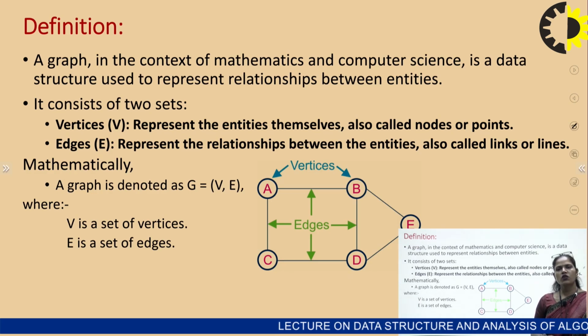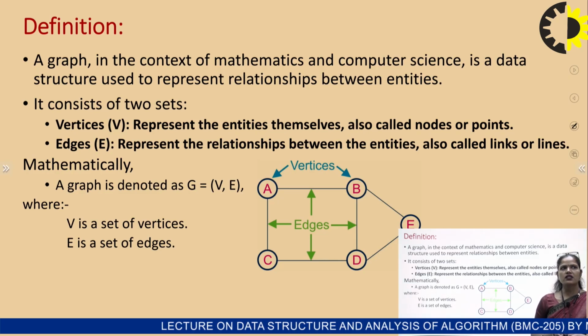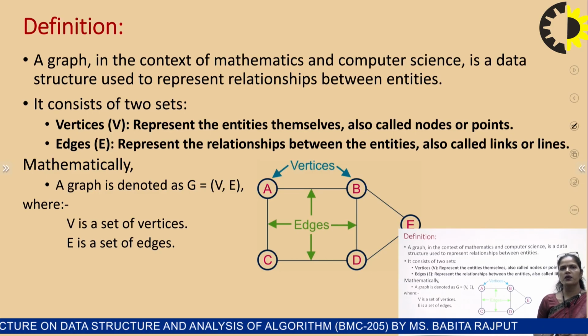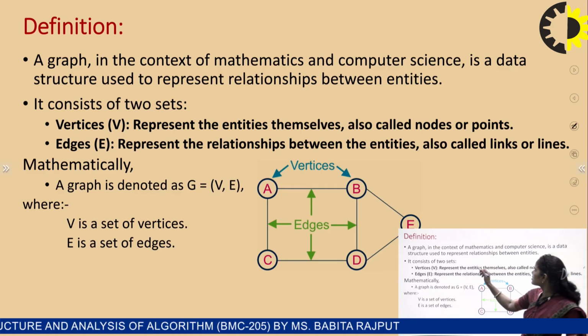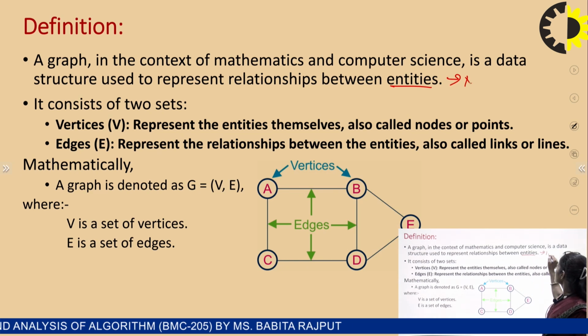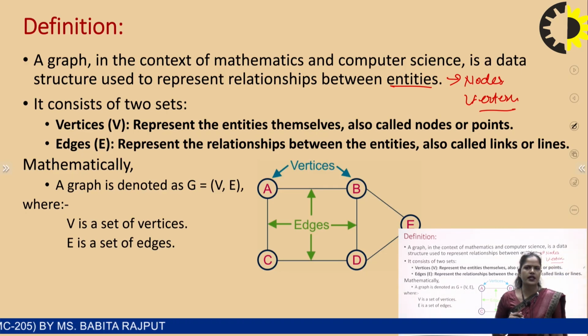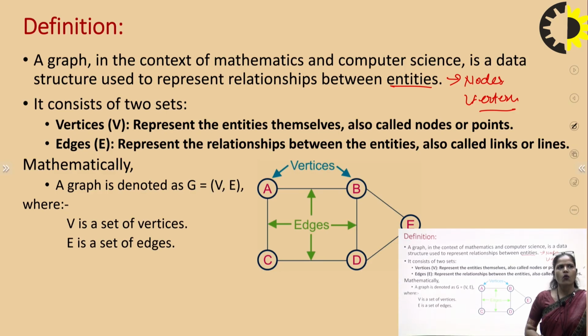Next we will move on to the exact definition, the technical term of the graph. In the context of mathematics or computer science, a graph is a data structure that is used to represent a relationship between entities, and these entities are vertices, or you can say nodes, right? As is convenient, you can call it a node or a vertex. It consists of a combination of two sets, that is, vertices and edges.